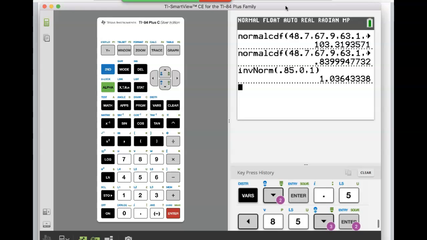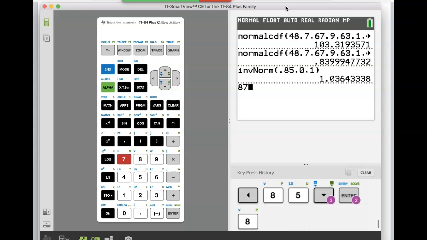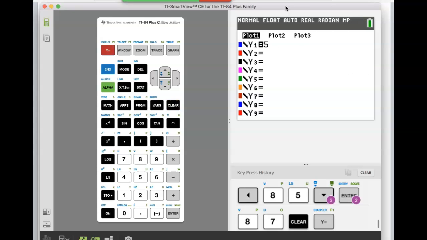I'm going to try and connect my real calculator to my computer calculator real quick. Come on. There it goes. Okay.